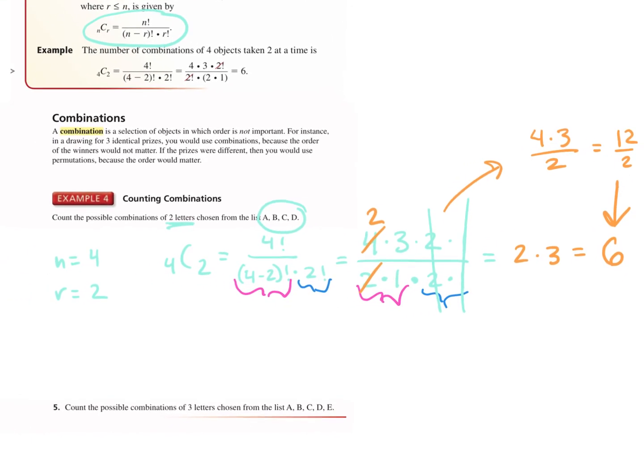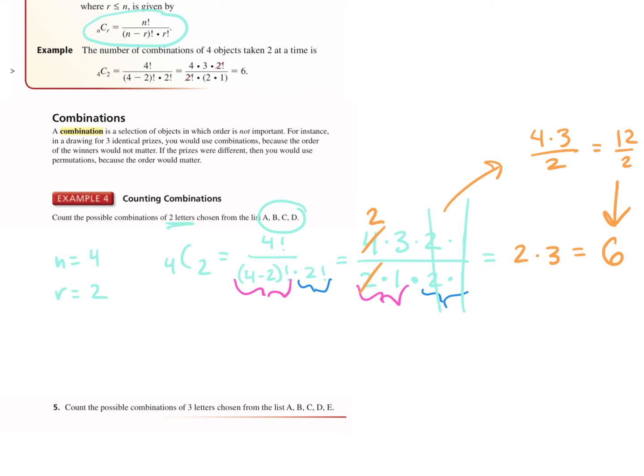So I'm going to go back and read this little paragraph about combinations, just to help us get a better idea of the difference between permutations and combinations. A combination is a selection of objects in which the order is not important. For instance, in drawing 3 identical prizes, you would use combinations because the order of the winners would not matter. So that's a difference between permutations and combinations.